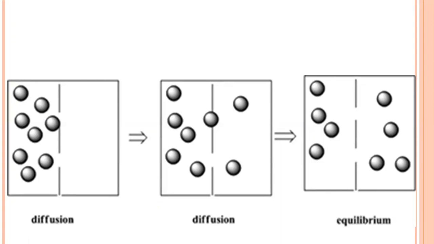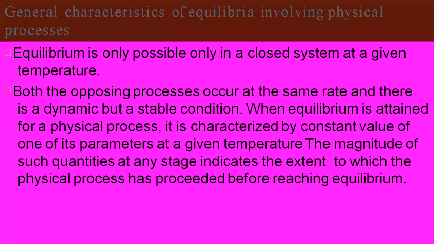Okay, that means the number of moles on one side will become equal to the number of moles on the other side. So this is the state of equilibrium, when the number of moles of one component, or the reactant, will become equal to the number of moles on the product side. Okay, so now the general characteristics of equilibrium involving a physical process.